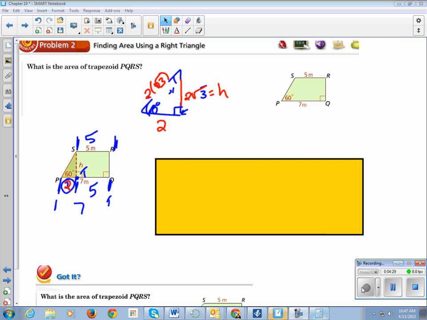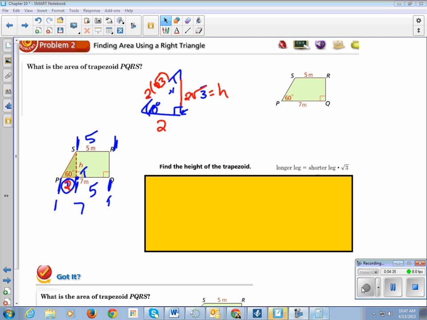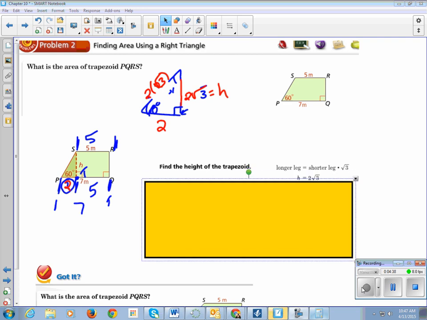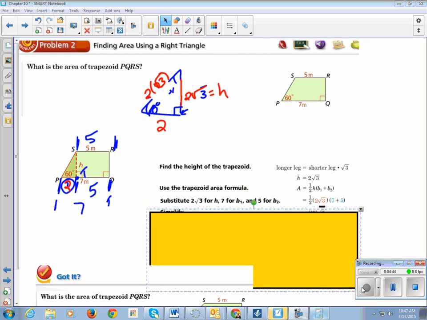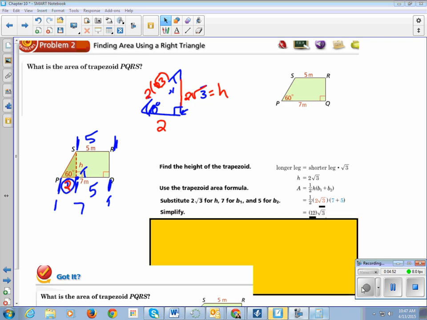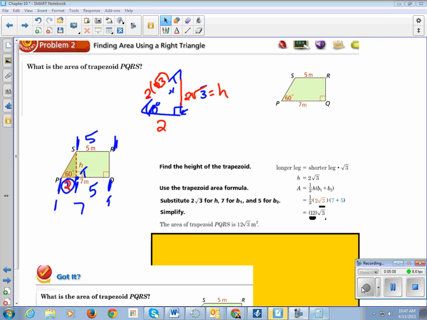So now we have all of our components to put together our formula. We found the longer leg is equal to the shorter leg times the square root of 3. Now we have the trapezoid formula, so we substitute in 2 root 3 for h. We get 1/2 times 2 root 3 times 7 plus 5. 7 plus 5 is 12. Half of 2 is 1, so that's root 3. So we have 12 times the square root of 3. The area of the trapezoid is 12 times the square root of 3 meters squared.